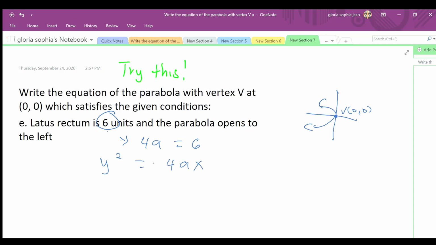Since it opens to the left, the coefficient here is negative. So now we can write the equation of the parabola: y squared equals negative 6x. Just substitute the value of 4a, which is 6. Okay, so this is the answer.